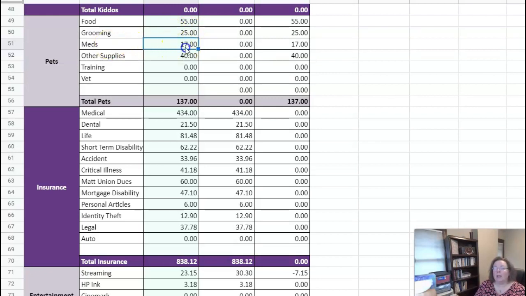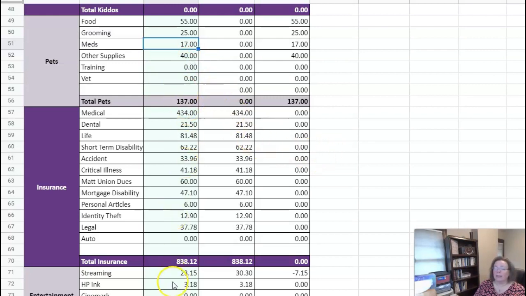And then meds will have $17 because we're currently paying monthly for his heartworm medicine because we can't buy 6 months at a time because he's growing. So $17 for that. And then $40 for other supplies because we seem to constantly have other things going on. Actually probably it needs to be more than that now that I think about it, but we're going to stick with 40, and that brings us to a total of 137.